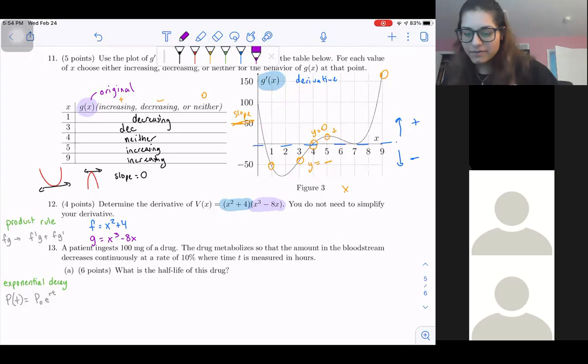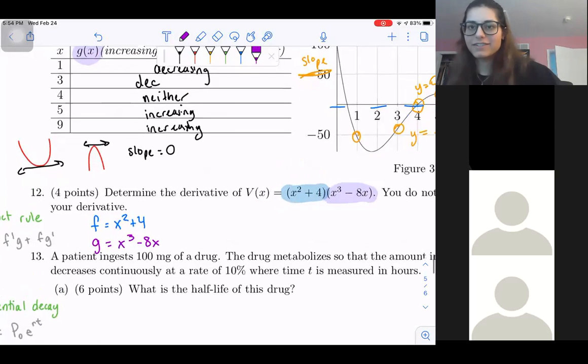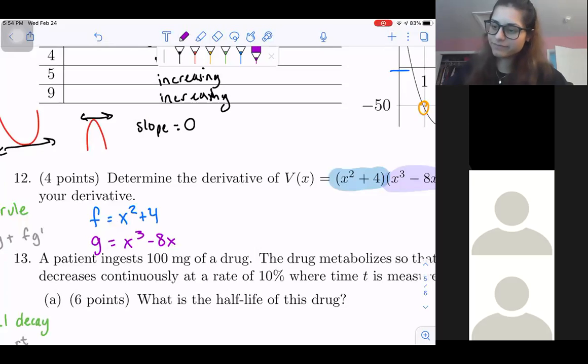All right, so now we'll find f prime and g prime for number 12. Let's take the derivative of f. We'll get 2x. The derivative of 4 is 0.